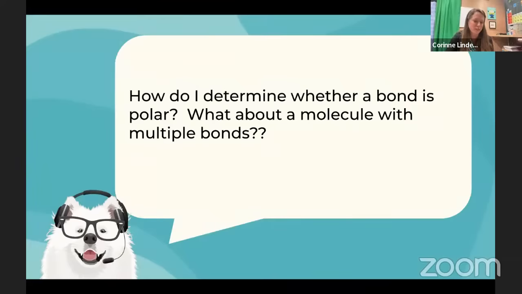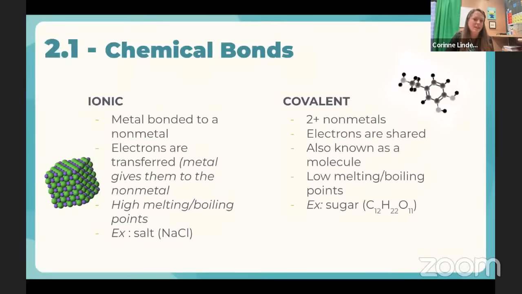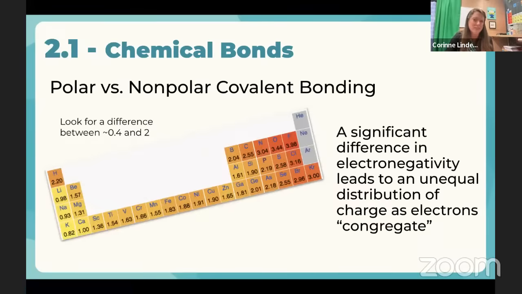So you should know the difference between ionic and covalent. The big thing here is also being able to identify polar versus non-polar bonds. So you're looking for differences in electronegativity. For example, carbon and hydrogen do not have a significant difference. Therefore, they are not polar. Don't make that mistake, right? The carbon to hydrogen bond is non-polar versus the oxygen to hydrogen bond. That's going to be a polar bond.